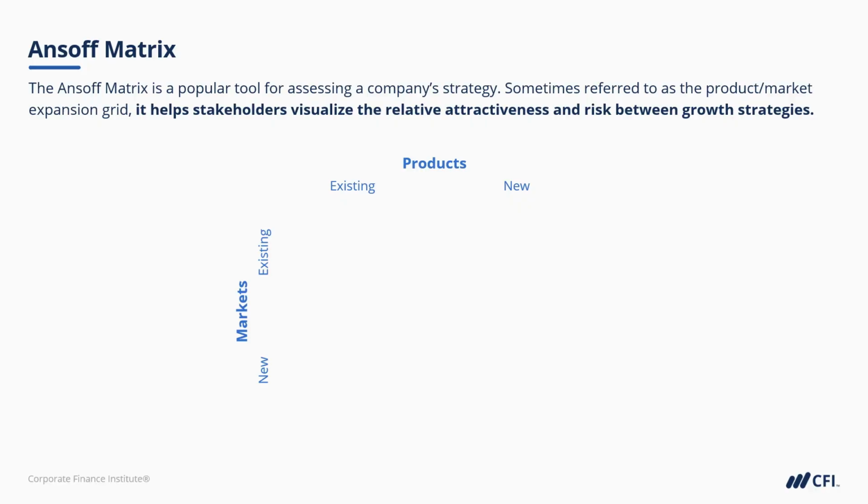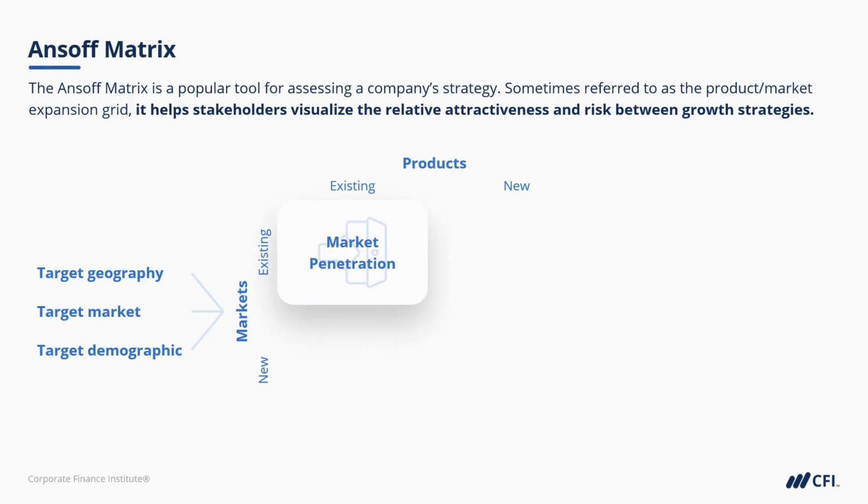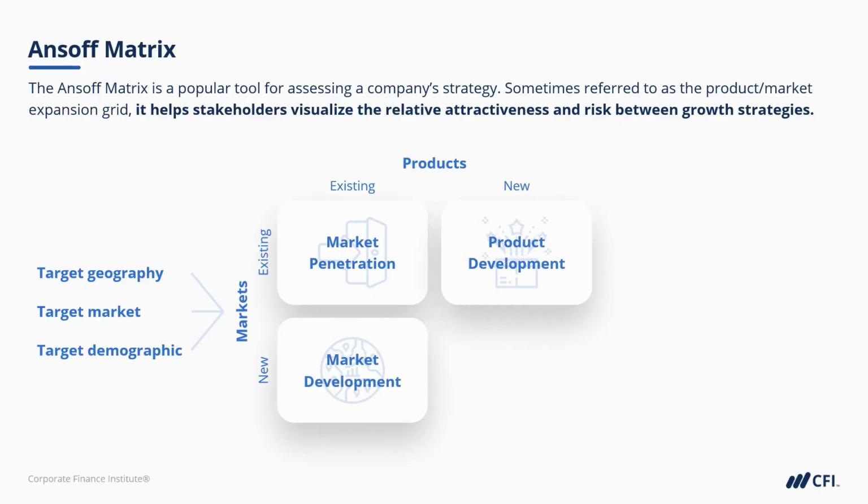For context, markets could mean a physical geography, like North America or South Asia. It could also mean a target market, perhaps a demographic like women aged 30 to 40, or a target audience like young professionals working in the knowledge economy and living in urban metros. The strategies are market penetration, market development, product development, and diversification.